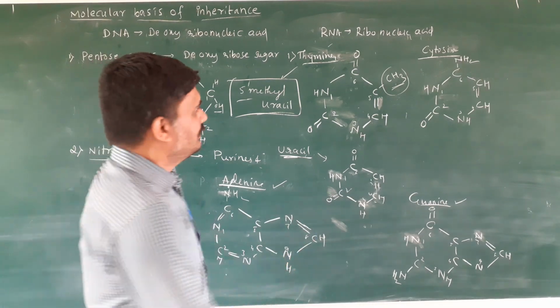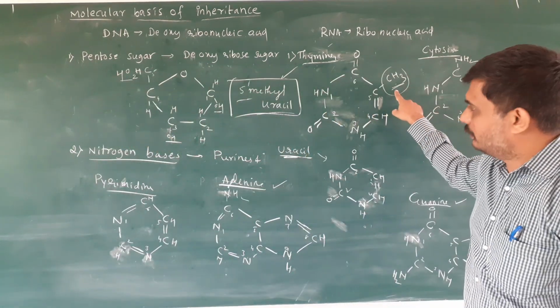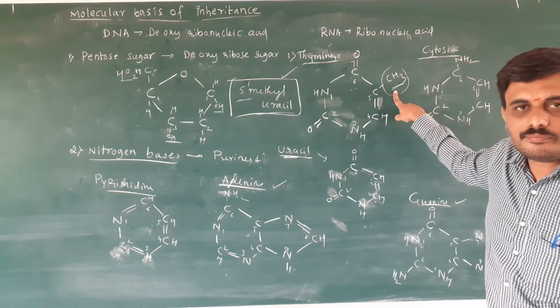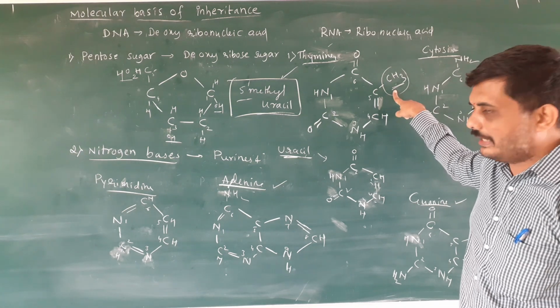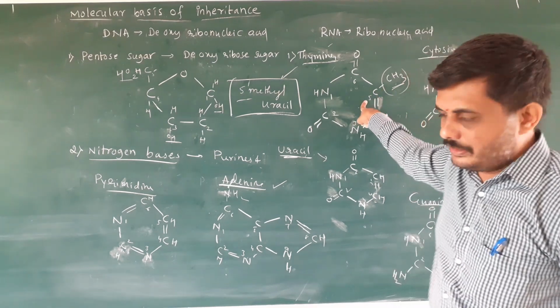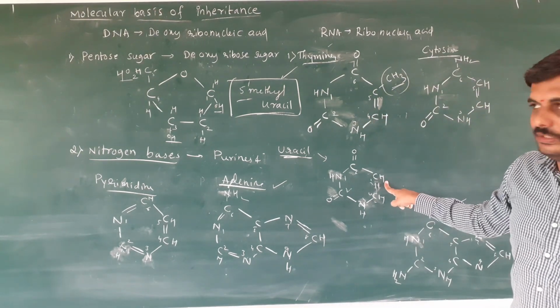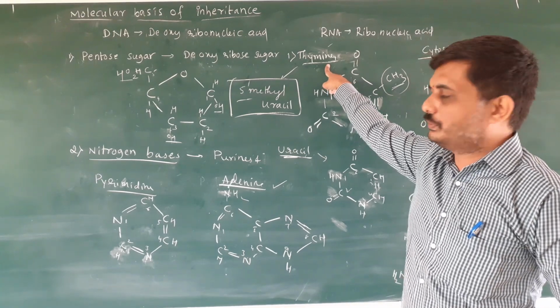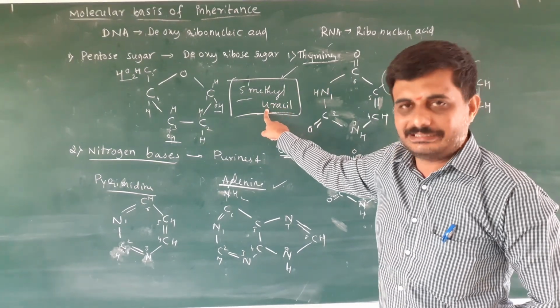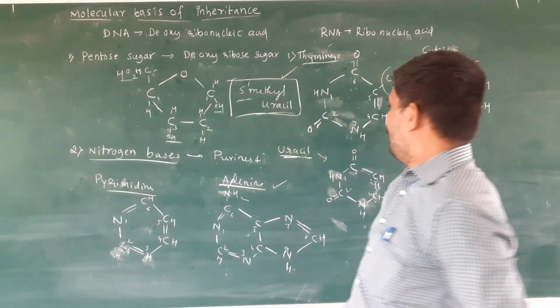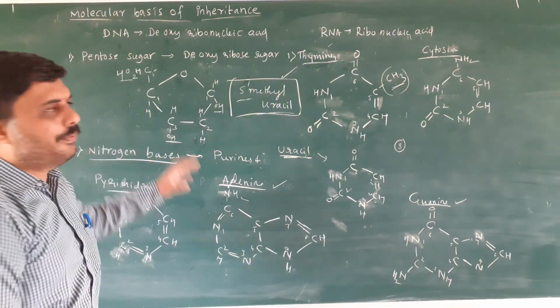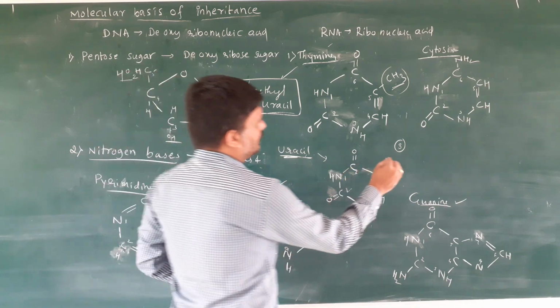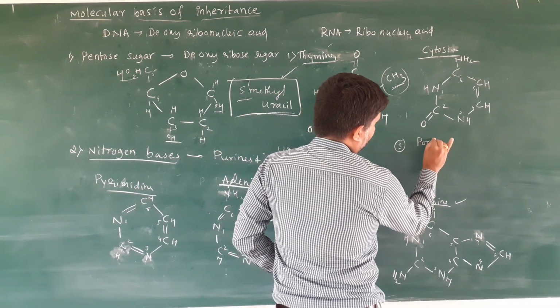What is the difference? Thymine has a 5 methyl group attached to the 5th carbon atom, which is absent in uracil. So thymine is also called 5 methyl uracil. And third, remember, the component of DNA is the phosphate group.